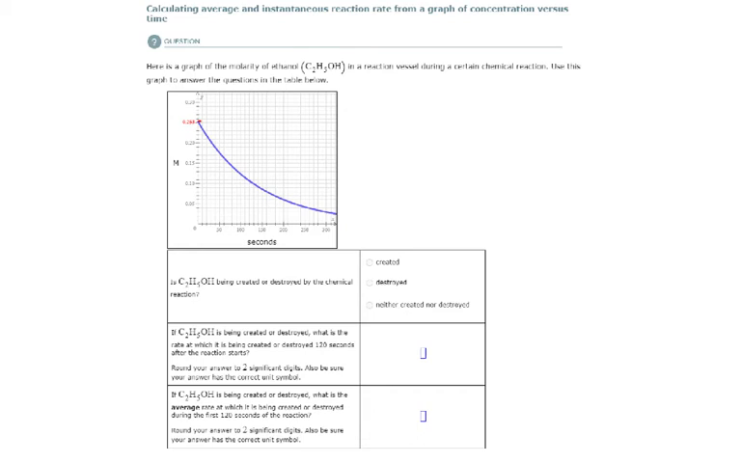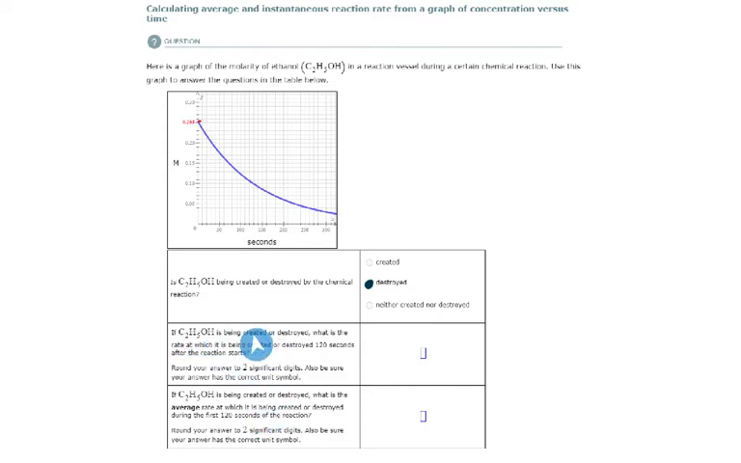All right, so this is the first topic in the chemical kinetics chapter, and here they have us doing a couple of things for this particular problem. The first thing they have us doing is determining whether this chemical, in this case ethanol, is being created or destroyed by the chemical reaction. So if I look at this graph, I see on the y-axis molarity or concentration, and on the x-axis seconds. This is telling me that as time increases, the concentration of ethanol decreases in this vessel that this reaction is occurring in. So ethanol is being destroyed because the concentration is decreasing with time. Okay, it's being consumed in this reaction.